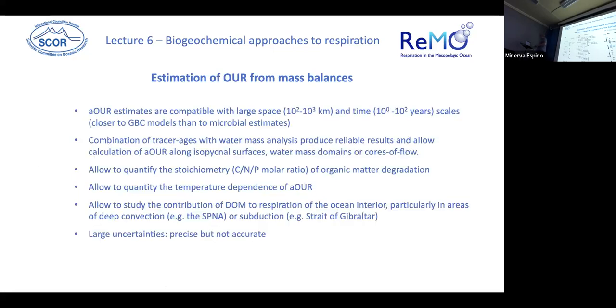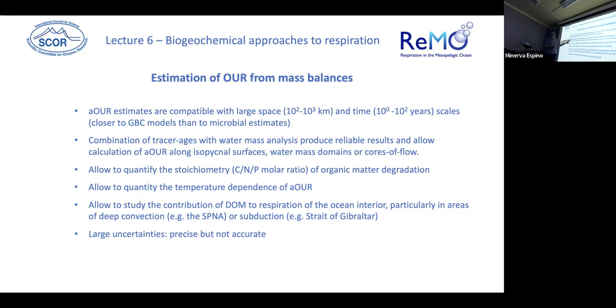Okay, and to finish, just a brief summary of what we have been talking about in this time. The upper subsistence rate estimates are compatible with large space, hundreds to thousands of kilometers, and time. This is from, well, 1 year if the box is small, to 100 years or so. So these are scales that are close to global biogeochemical models. I think they could be more comparable with the results from global biogeochemical models than with microbial estimates, not ecological.